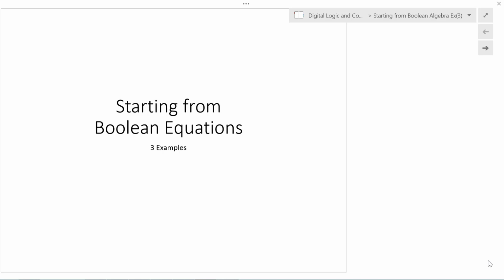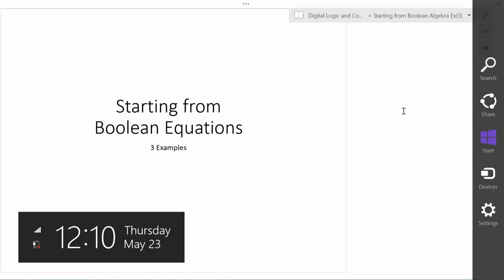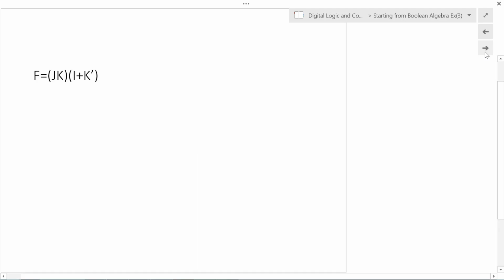Here we're going to go through 3 examples where we start with a Boolean equation and find the truth table and also find the optimized digital circuit. So the first example we're going to look at is f equals jk ANDed with I ORed with k prime.